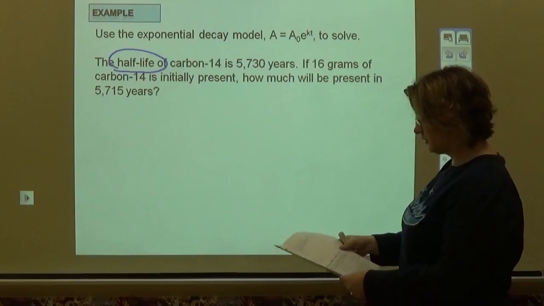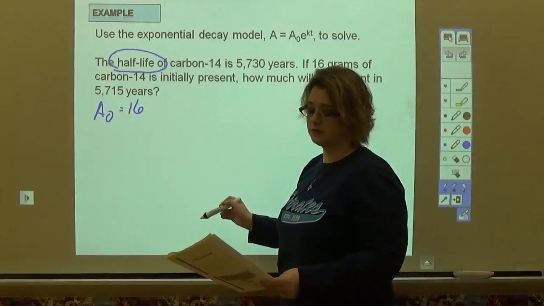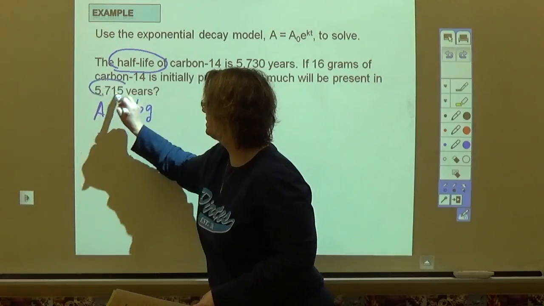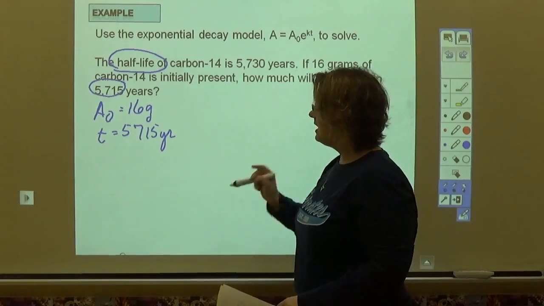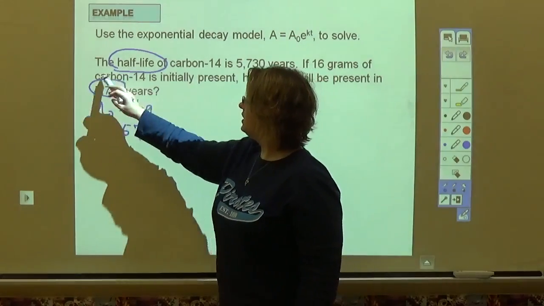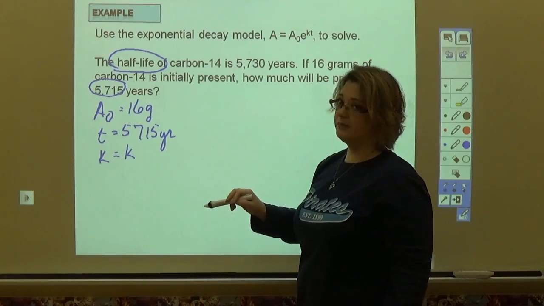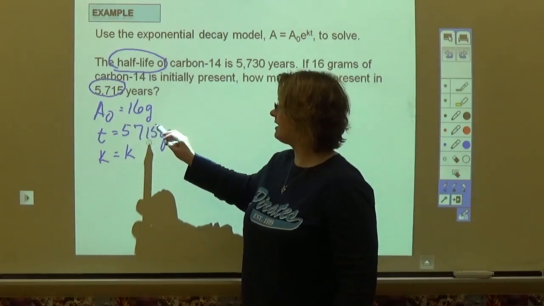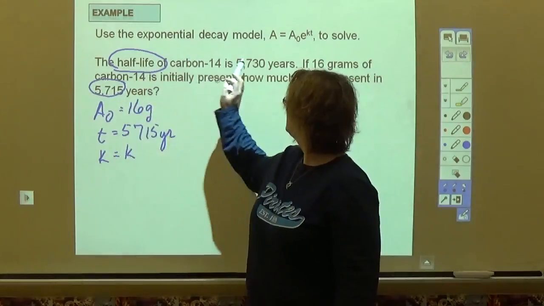So we're going to have to go through a few steps here. Initially, we know that A sub 0 is 16. That's what we're starting with, 16 grams. We also know that the time we're eventually looking for is 5,715 years. Now what we don't know is the K. We don't know the growth rate for that. And we know how much our A is for this, but this is a weird one because of half-life. First we have to figure out what the K is. Okay, so any half-life is going to have, any amount that you would start with is going to be half in 5,730 years. This one right here.